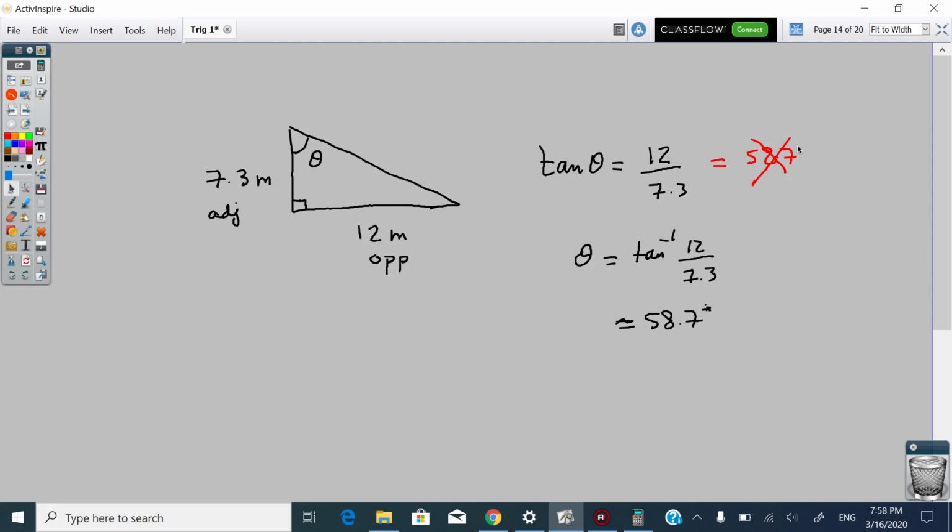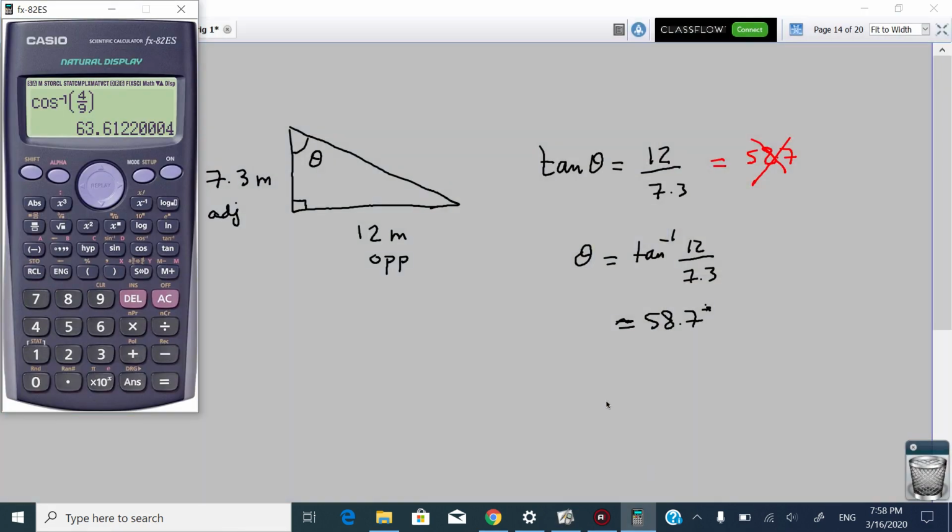Keep this for a moment. Don't look at this. Taking the inverse, theta is tan inverse of 12 over 7.3, and this equals 58.7. Now be very careful.